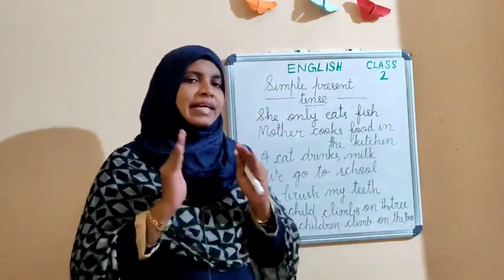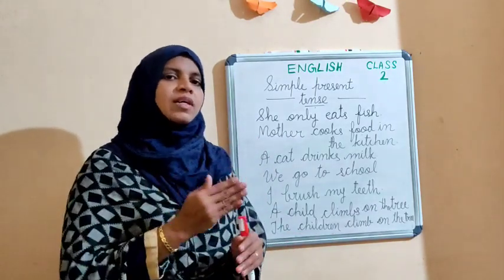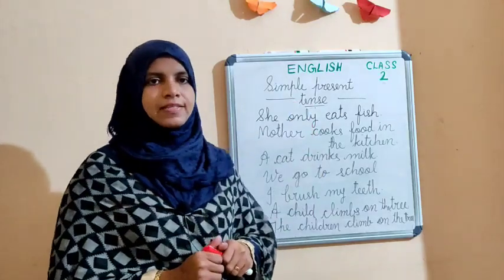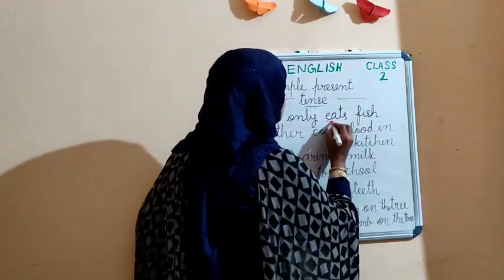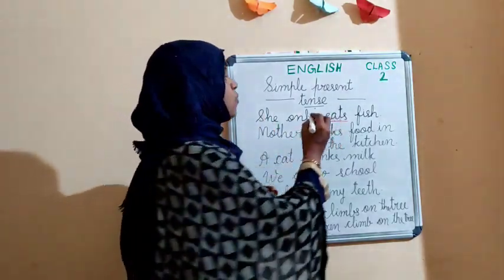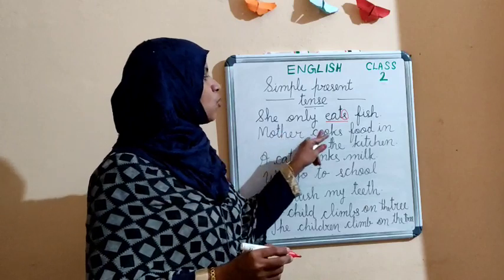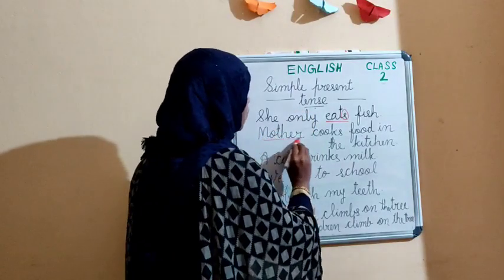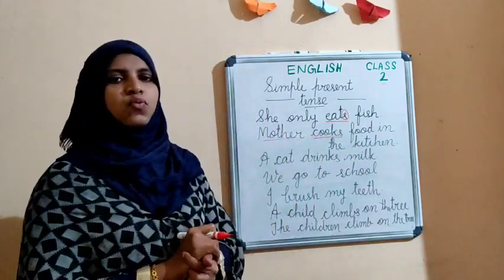Now, when the action is happening at that time, what a subject is doing at that time, we also use simple present tense. She only eats fish. Here, she is only one. So, we use S with the verb. Now, second one. Mother cooks food in the kitchen. Here, mother is only one, and so we should add S with the verb.